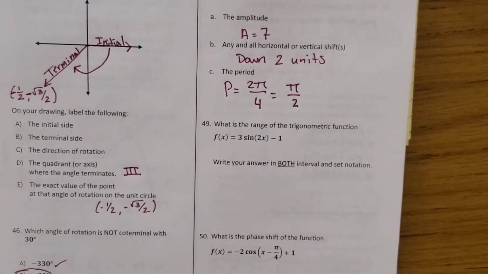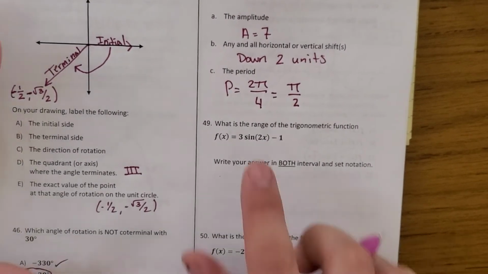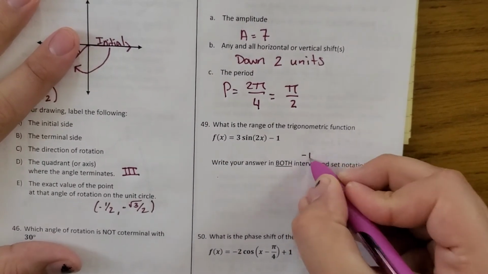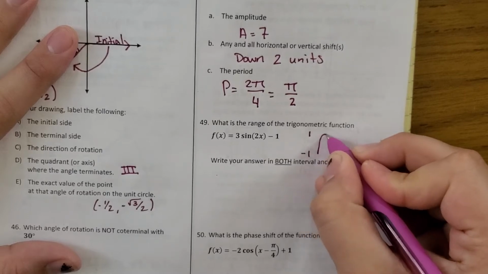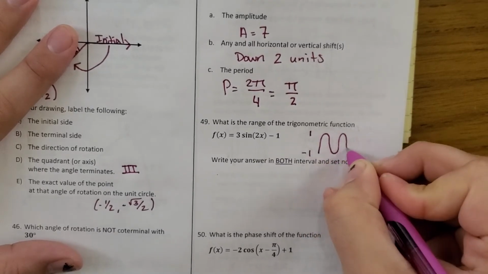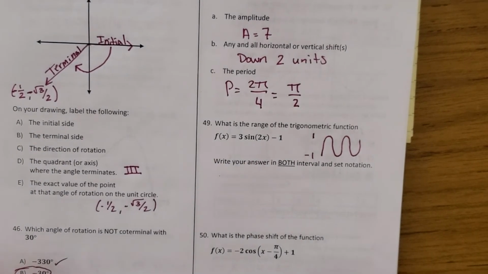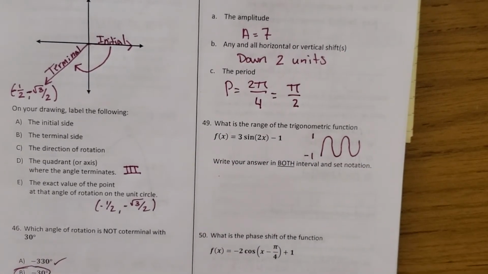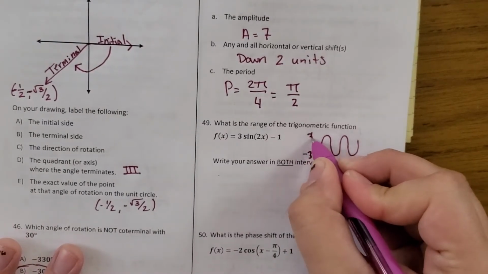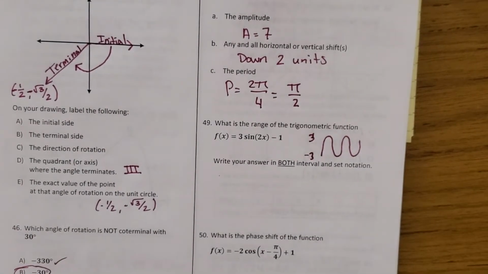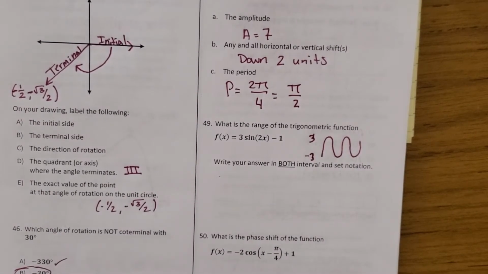49 says, what is the range of the trig function? So we know that ranges for our sine functions are always from negative 1 to 1 as their parent function, because it oscillates negative 1 up to 1, back to negative 1, up to 1, back to negative 1, up to 1, right? This has an amplitude of 3 though, so it's going to change our minimum and maximum range values a little bit. Instead, it's going to be negative 3 and positive 3. So it's going to stretch the graph, so the range is now 3 and negative 3. But there's one other thing we have to pay attention to.